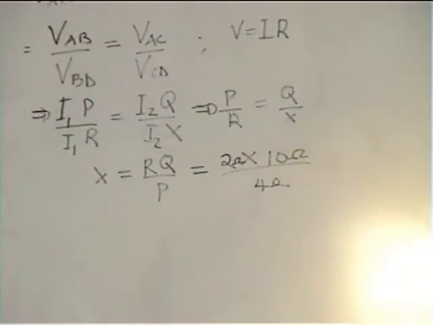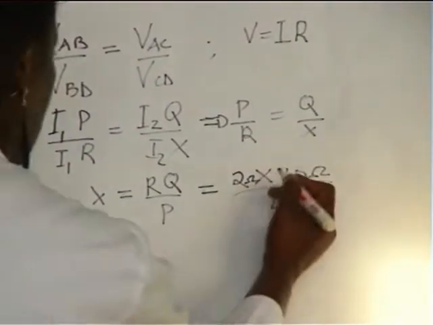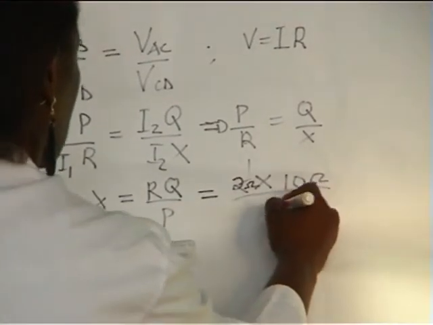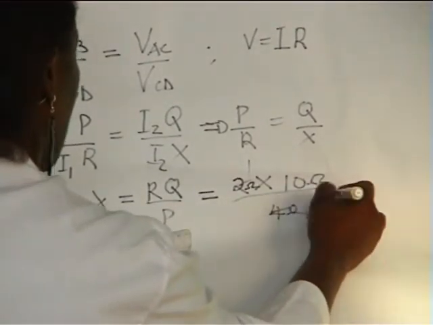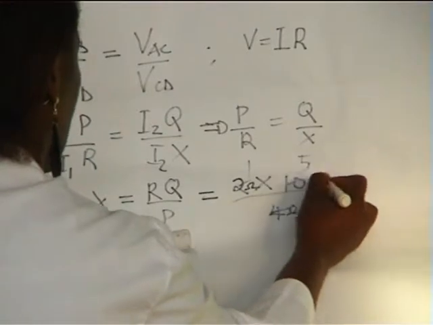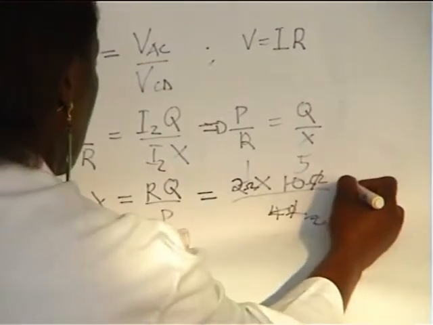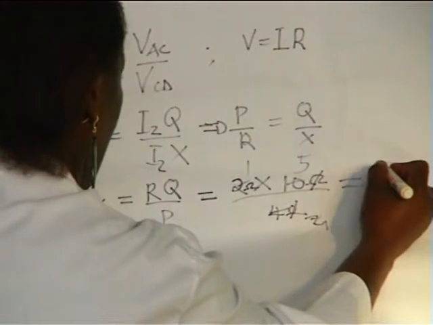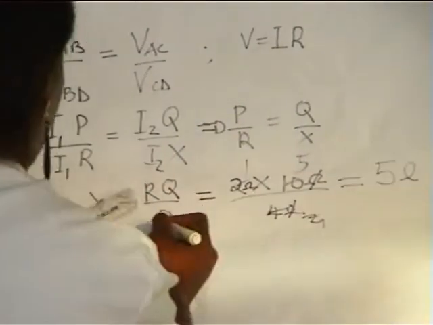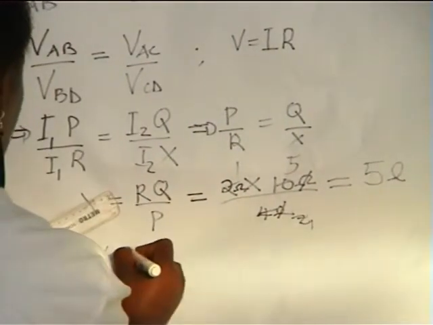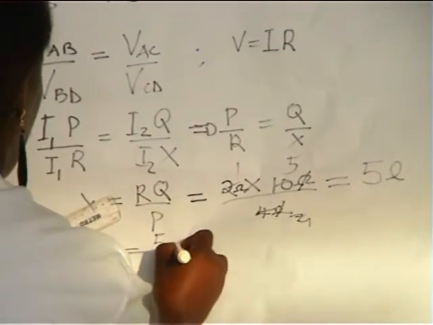Then simplify the expression here: 2 by 1, 2 by 2, 2 by 1, 2 by 5 ohm. The answer here is 5 ohm. Therefore, the value of resistor X is equal to 5 ohm.